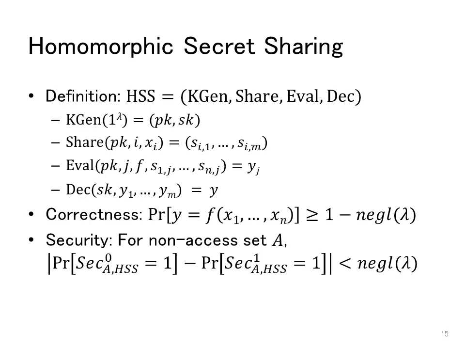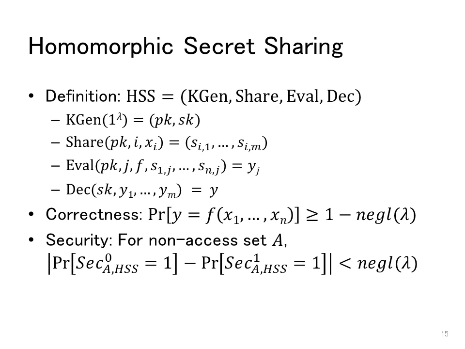This is the definition of homomorphic secret sharing. The scheme consists of 4 algorithms. Key generation will be run by the output client. Then the share algorithm will be used by input clients to generate shares. Each share is sent to the corresponding server. The evaluation algorithm will be used by the computing servers to combine the shares according to the desired function. Finally, the decoding algorithm is used by the output client to get the final result.